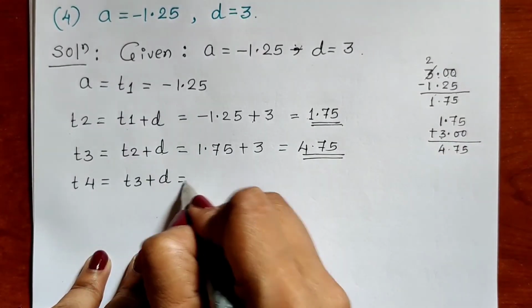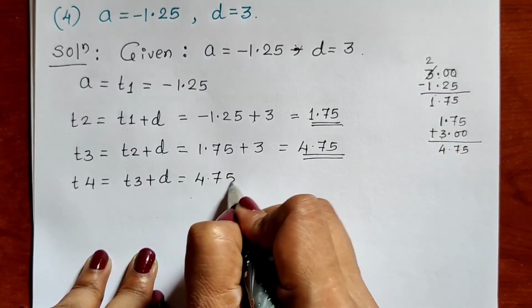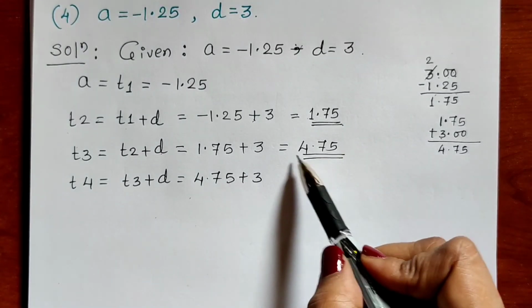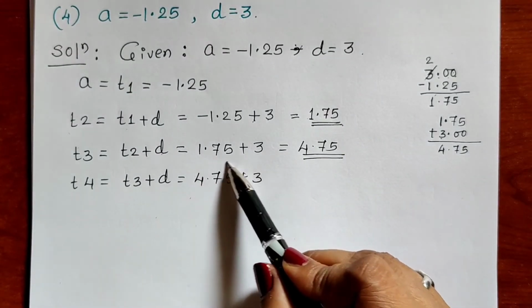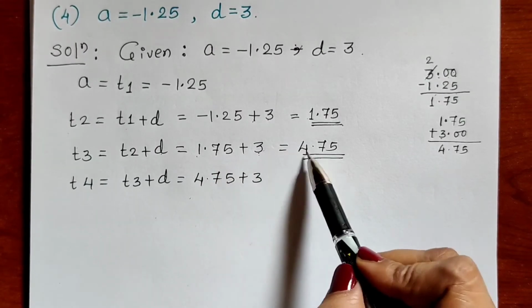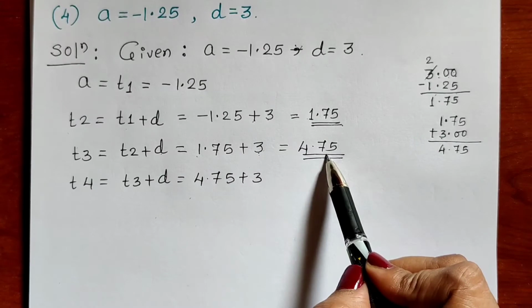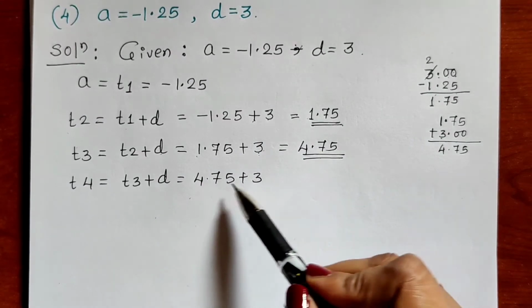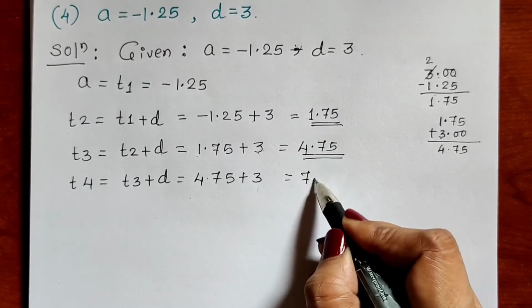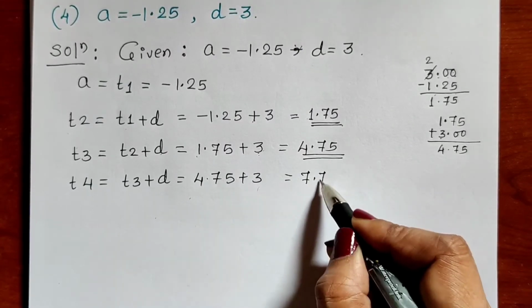Now next is 4.75 plus 3. So that means you have to know that we add these numbers: 1 plus 3 is 4, and 0.75 we have to write as it is. Correct? So here 4 plus 3 is 7.75 as it is.